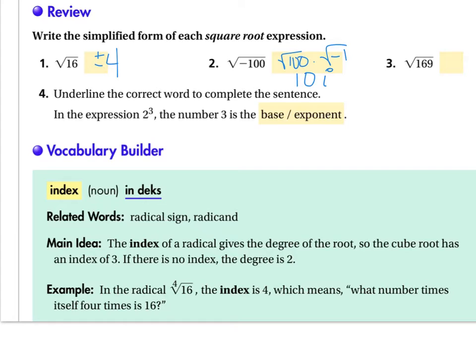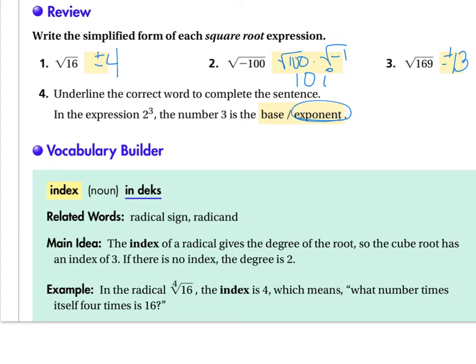For number 3, the square root of 169 is plus or minus 13. And problem number 4, in the expression 2 to the third, the number 3 is the exponent. The number 2 is the base.